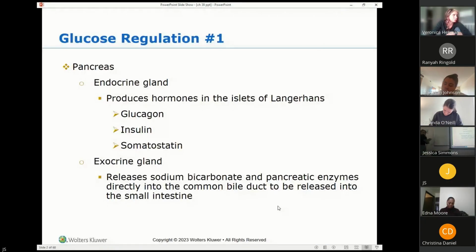Okay. Agents to control blood glucose levels. So these are your anti-diabetic medications. The pancreas is an endocrine gland. It is also an exocrine gland. So it's both. Endo means within, exo means outside. The endocrine produces hormones in the islets of Langerhans. Those are the cells that produce insulin.